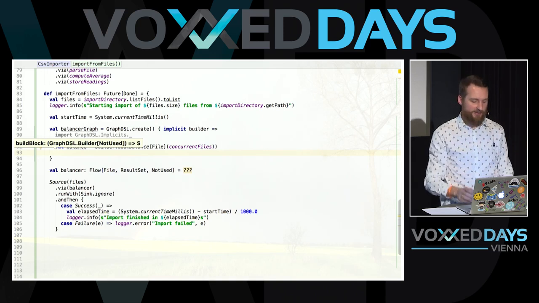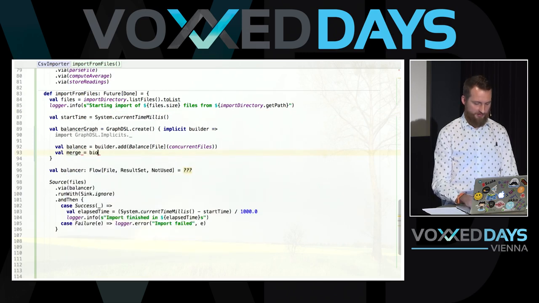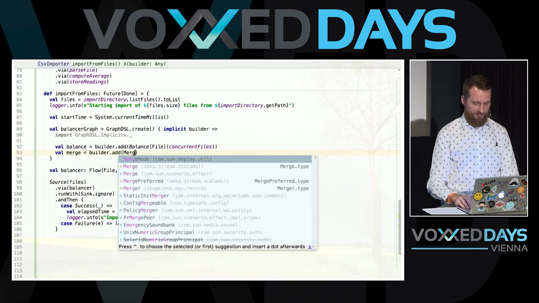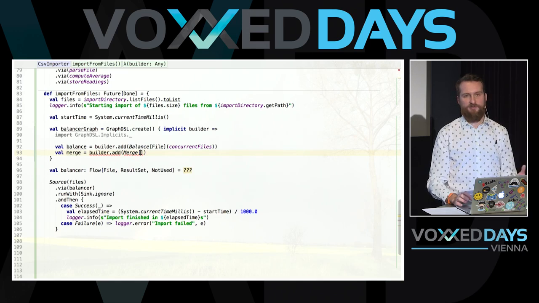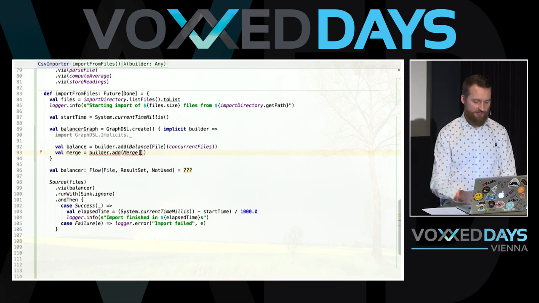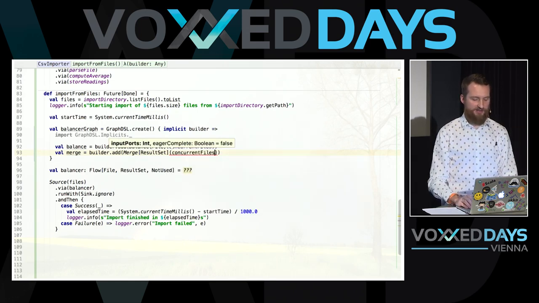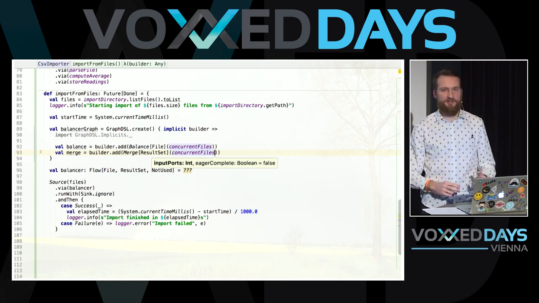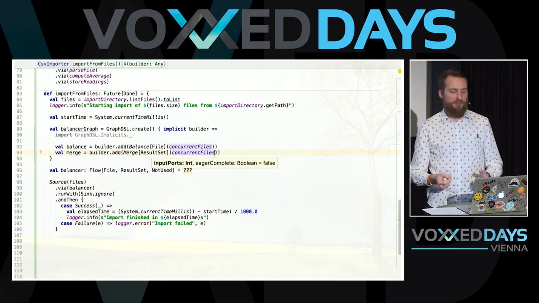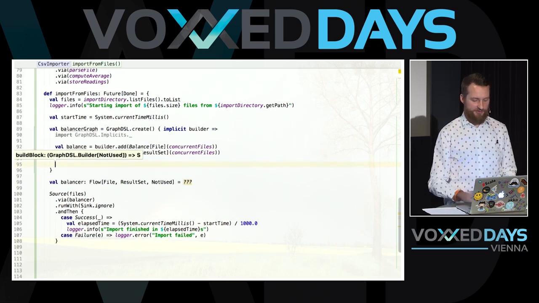Then we want to merge the results back. So we'll need another stage called merge, which is also a built-in one. So we're going to add a merge here. The type parameter of the merge will be the result set, because that's the final thing that comes out of our pipeline. And the number of inputs to the merge block will be the same as the number of outputs of the balance block. And here, of course, there's no way to verify it at compile time, but this would actually be verified at runtime.